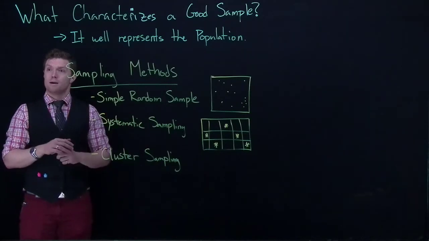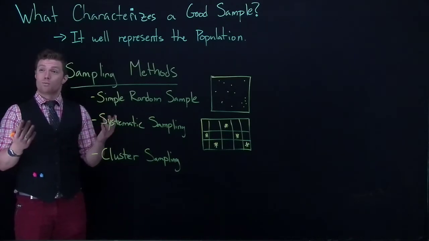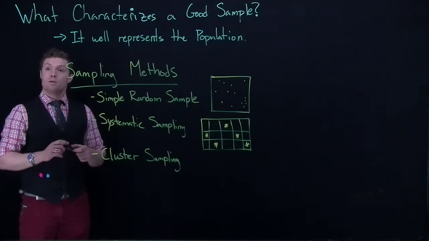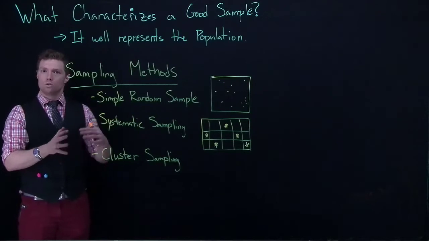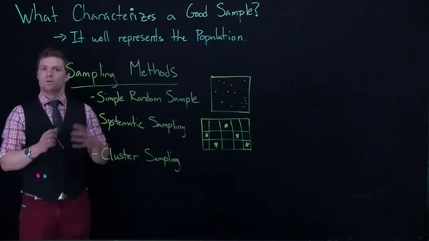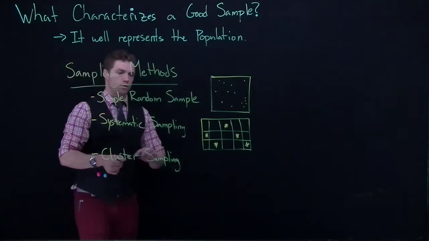Like if you were talking about trying to do voter registration or voter preferences in a city, instead of going and talking to every single person, maybe you just pick out city blocks and you try to talk to every person in those city blocks, and you do cluster sampling like that. You can also do it per household, talking to everybody within these randomly selected houses. Cluster sampling is very useful.